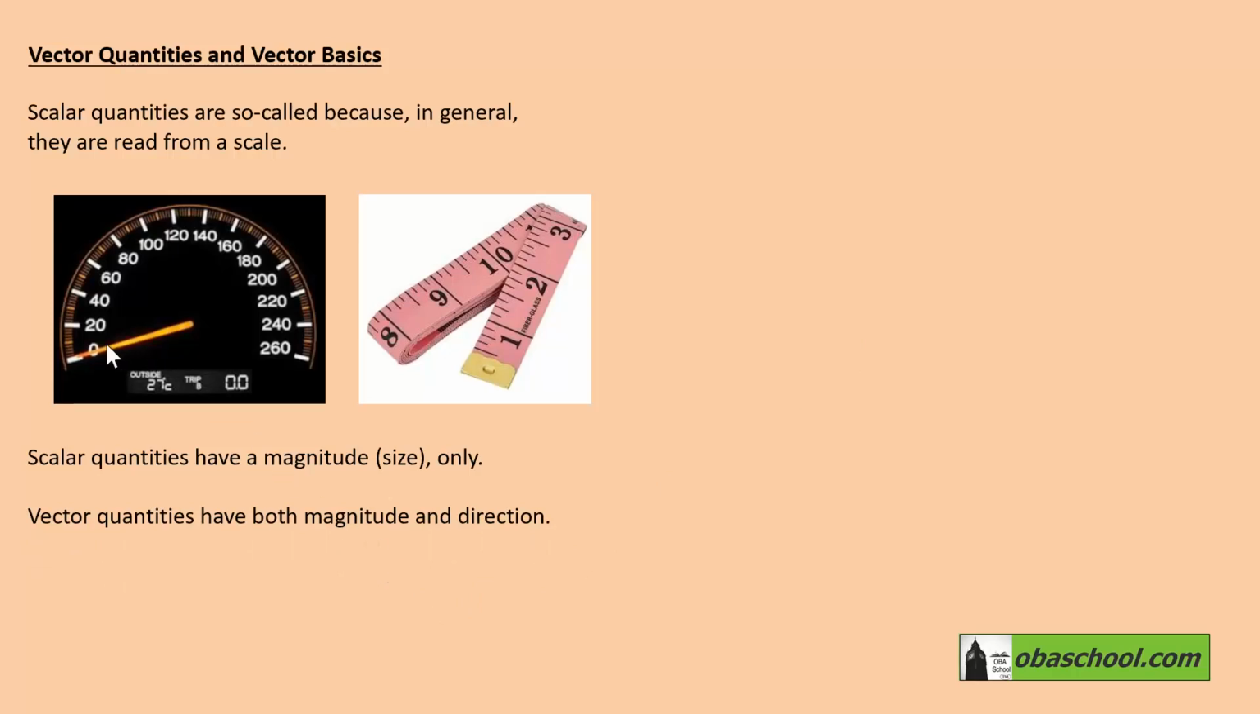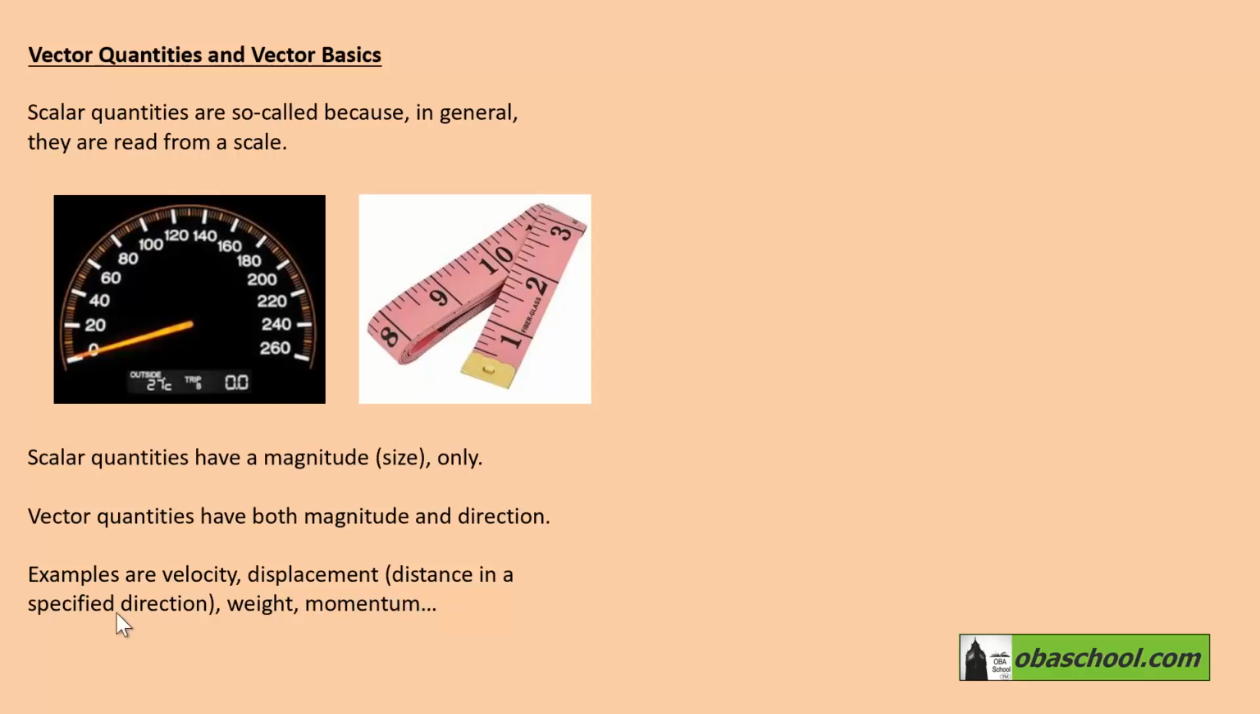As an example, if this scale is showing 60, and let's say that this is in kilometers per hour, then the speed is 60 kilometers per hour. But if we add to that the direction, 60 kilometers per hour due north, that's then a vector. Examples are velocity, displacement, which is distance in a specified direction, weight, momentum, and of course there are many others.